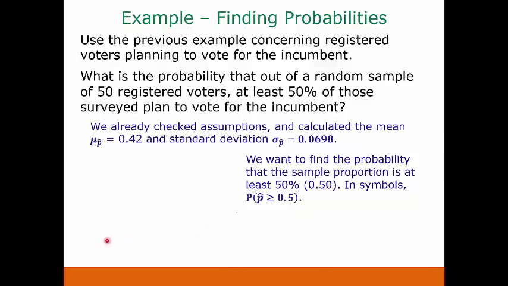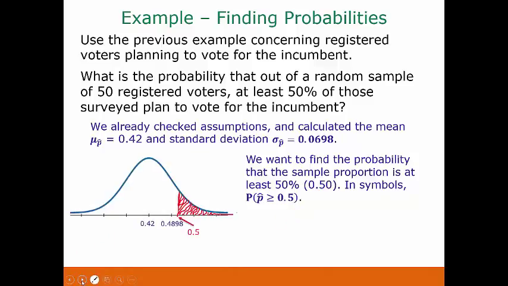So we're going to draw our picture of our normal distribution. So here's our picture. Here's our mean in the middle is 0.42. And if we take that and go up one standard deviation, we get up to 0.4898. So our 0.5 is just a little bit above that. Since we're finding the probability that it's at least 50%, we're going to shade from there to the right.